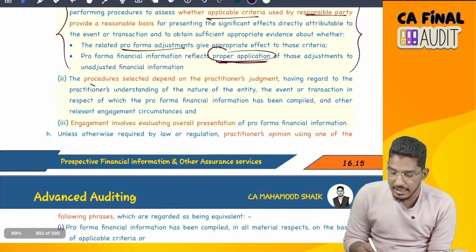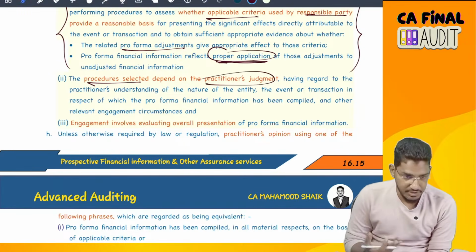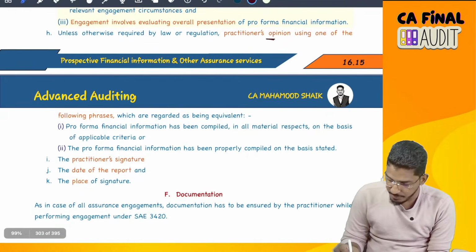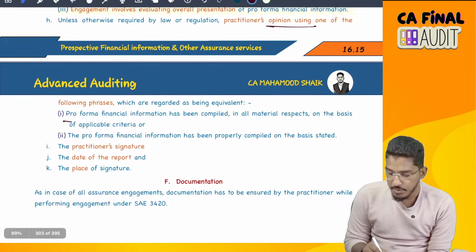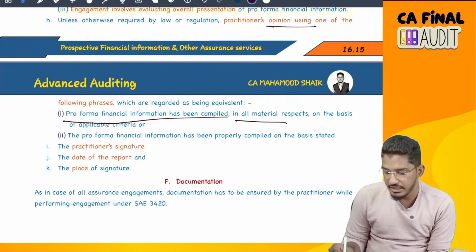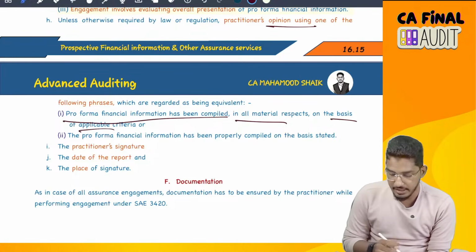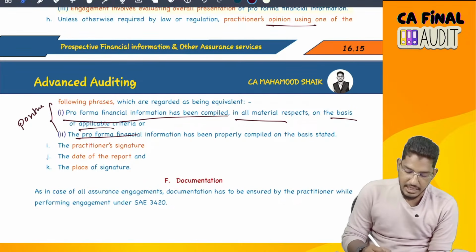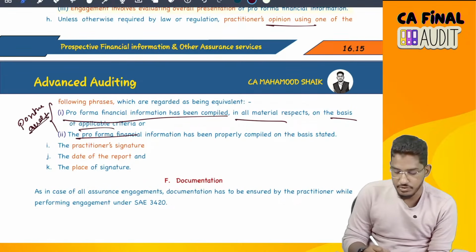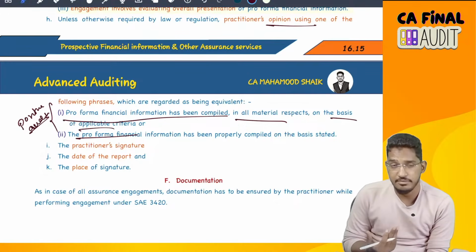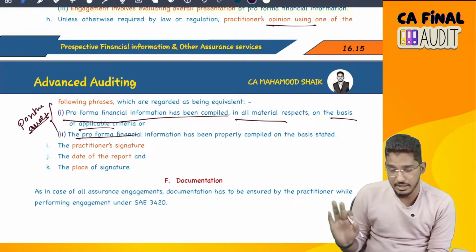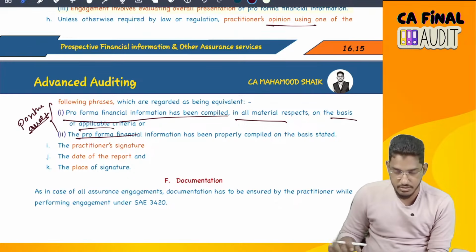And also you should mention that these procedures depend on the practitioner's professional judgment, and you have to express your opinion and use one of the following phrases: the pro forma information has been compiled in all material respects on the basis of applicable criteria. Or alternatively, you can use the phrase the pro forma financial information has been properly compiled. So here we are giving positive assurance only. Like the way in audit we give positive assurance, here also you can give positive assurance. You can say whether pro forma financial information has been compiled as per the applicable criteria or not. So you can give a positive assurance.